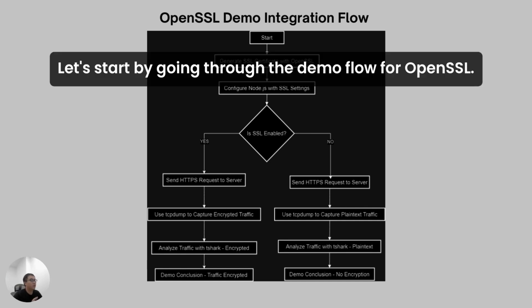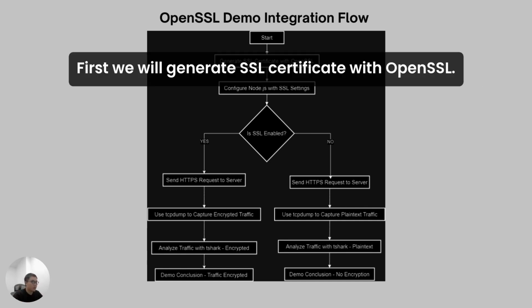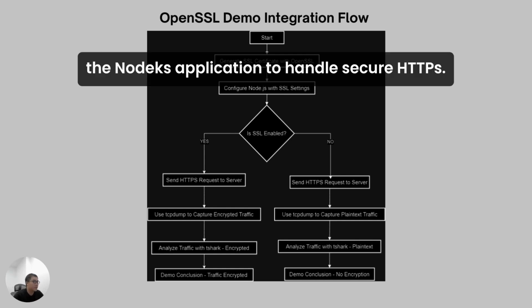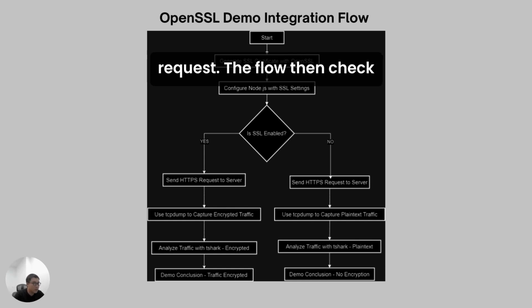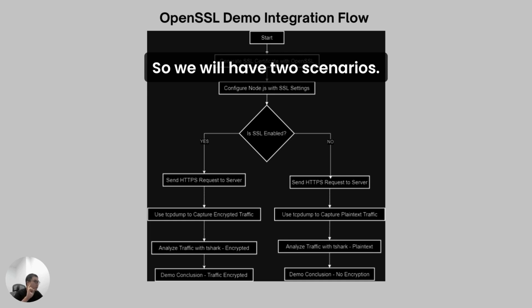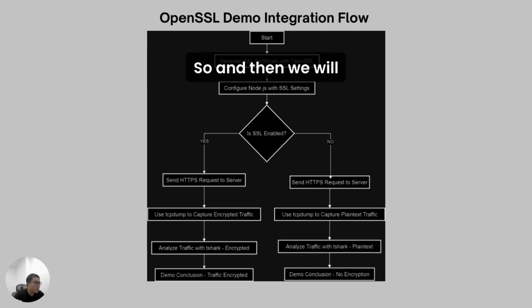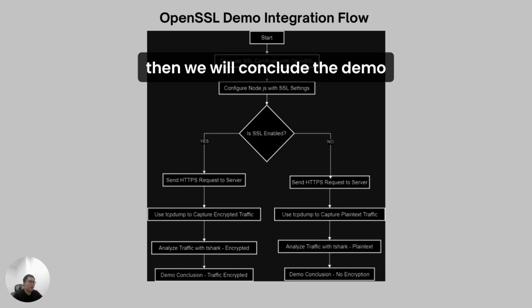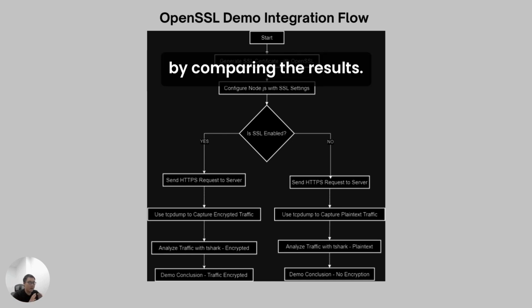Let's start by going through the demo flow for OpenSSL. First, we will generate an SSL certificate with OpenSSL. This allows us to configure the Node.js application to handle secure HTTPS requests. The flow then checks if SSL is enabled. Yes, we will have two scenarios. We will send requests from the client to the server and use tcpdump to capture the traffic and analyze the traffic with tshark. Then we will conclude the demo by comparing the results.